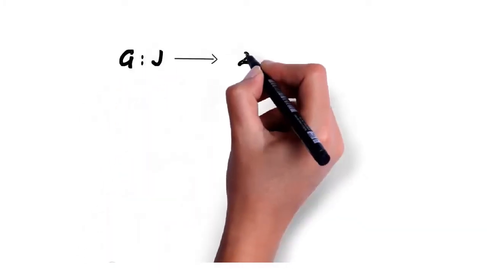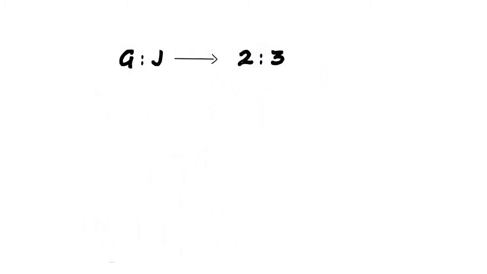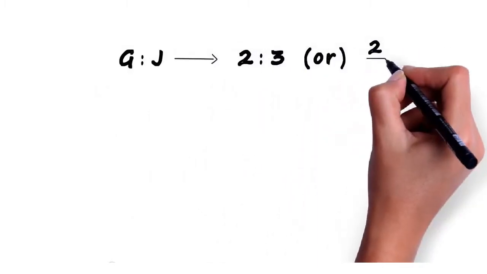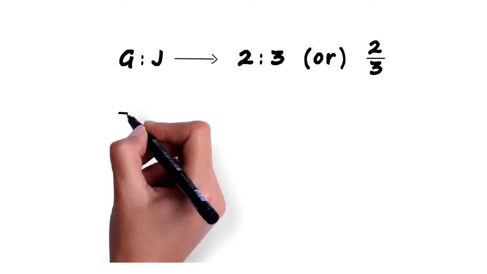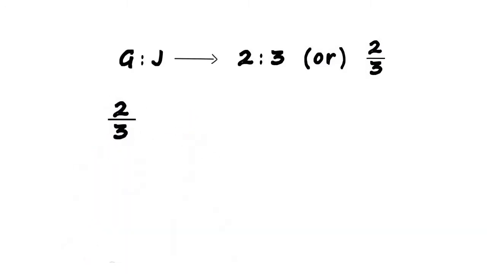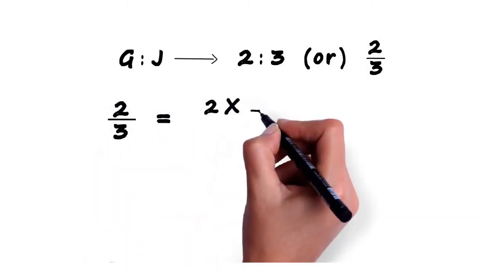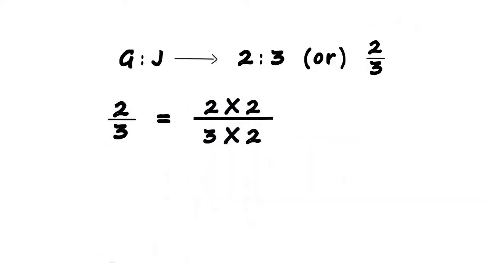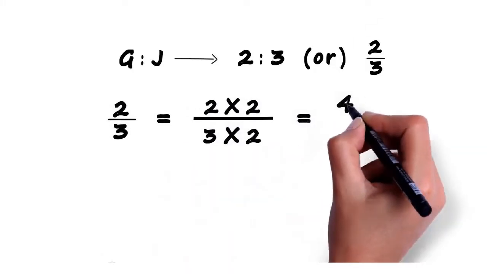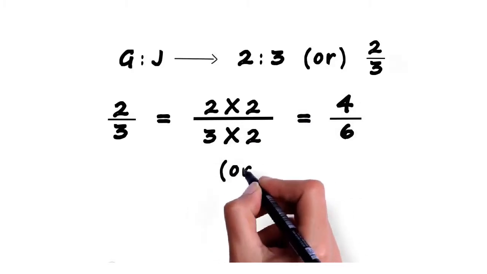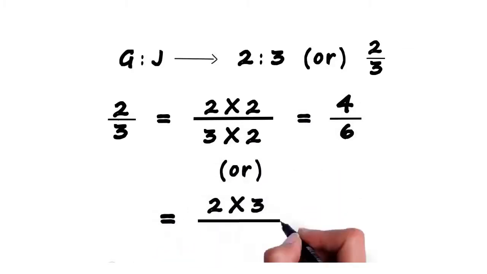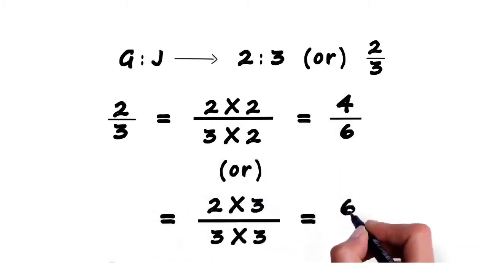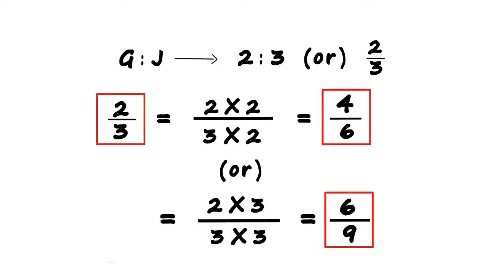The ratio of the number of chocolates Gaurav received to the number of chocolates Jay received is 2:3, and that can also be written as 2/3. We have seen that 2/3 can be written in different ways. We can multiply the numerator as well as the denominator by 2 and get 4/6. Or we can also multiply the numerator and the denominator by 3 to get 6/9. All these three ratios have the same value.